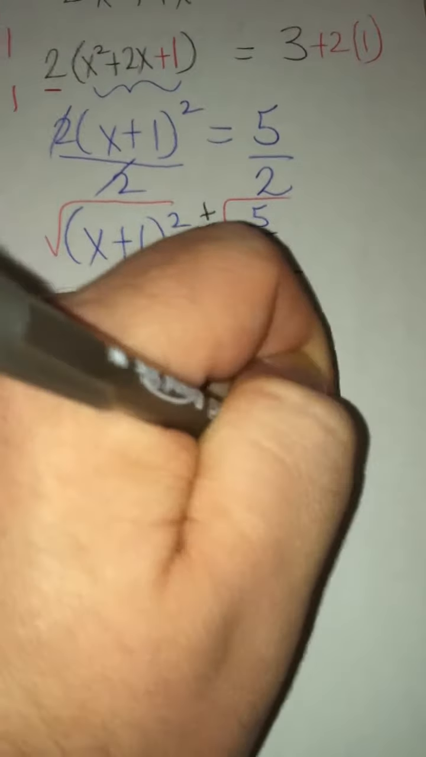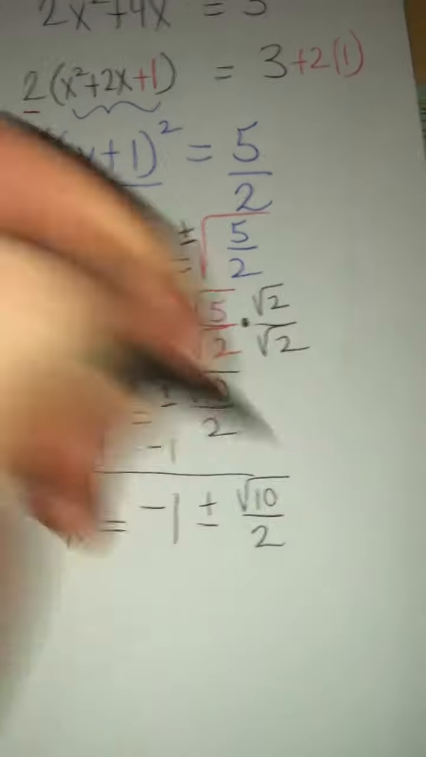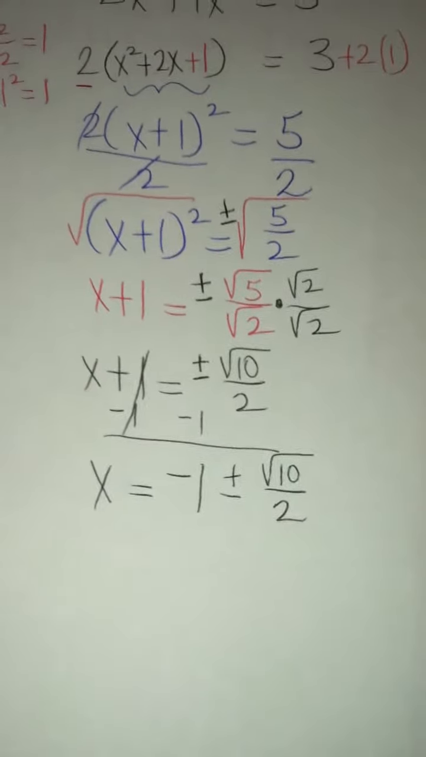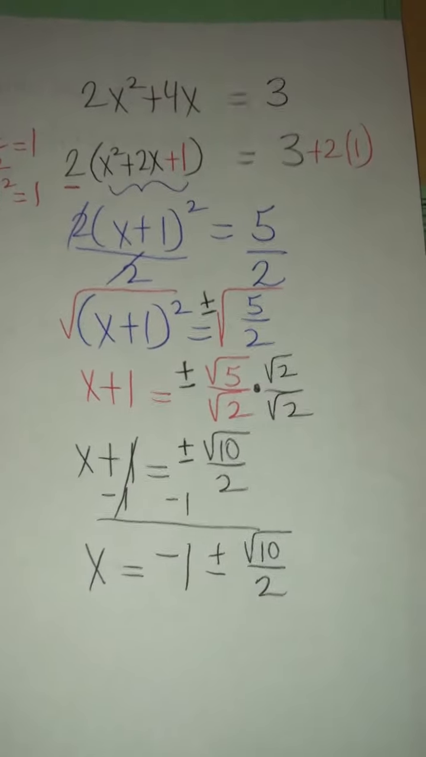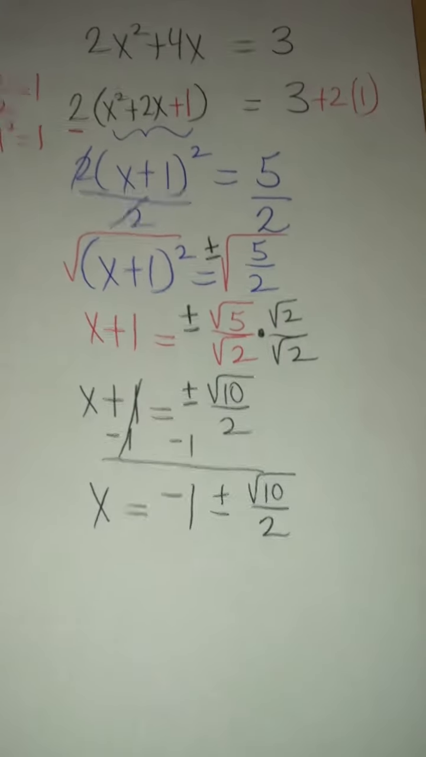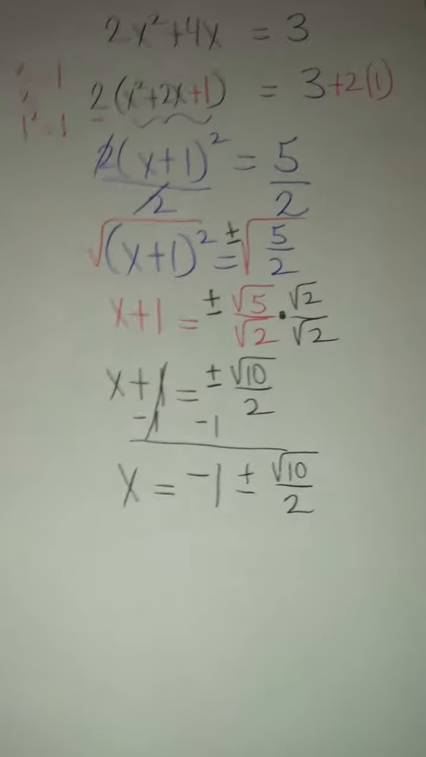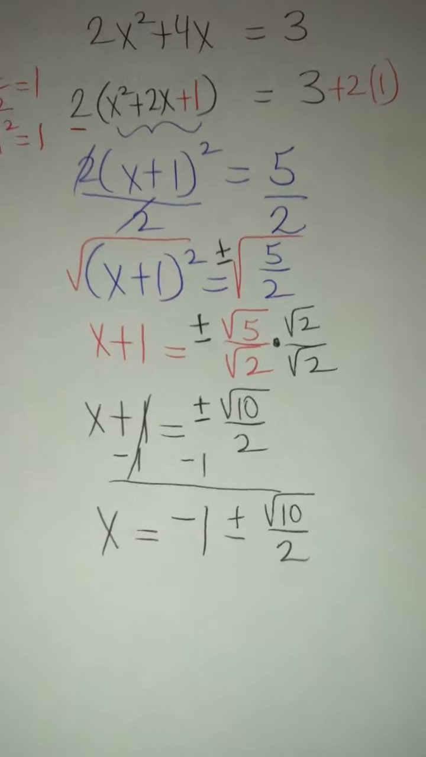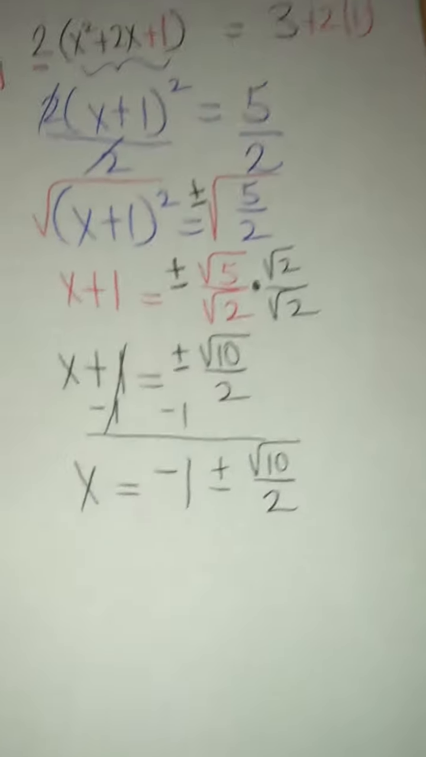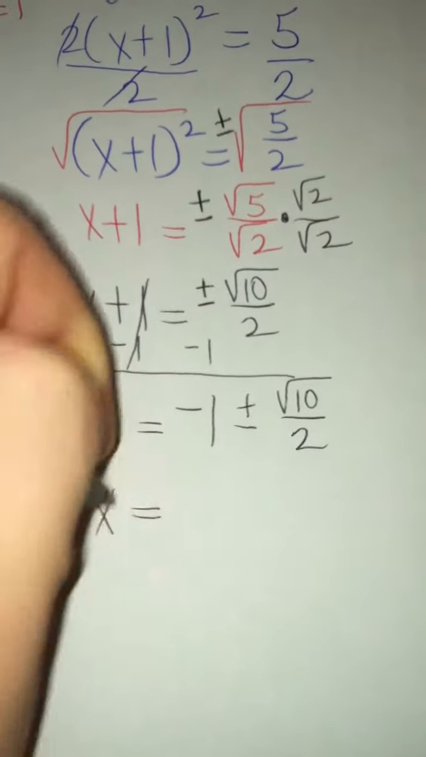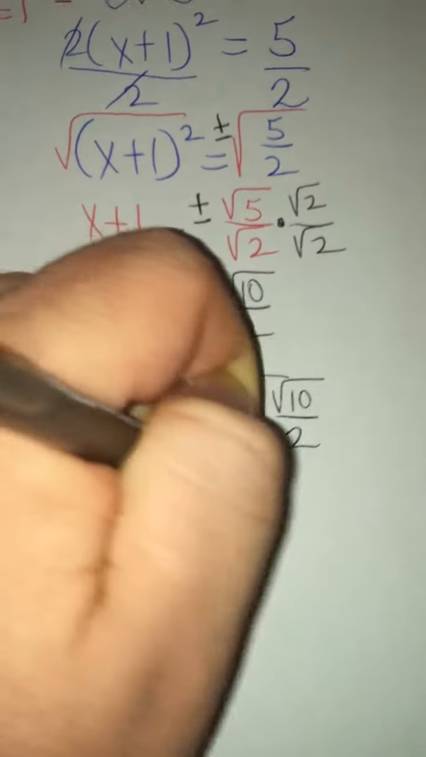So we have negative 1 plus or minus square root of 10 over 2. So again, do not forget that symbol. It is very important. Now we need to clean this answer up just a little bit. I can rewrite negative 1 as negative 2 over 2.